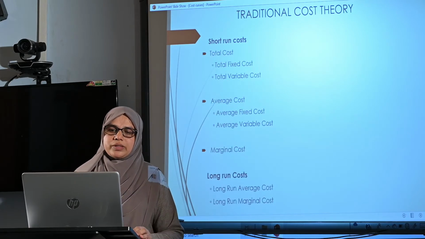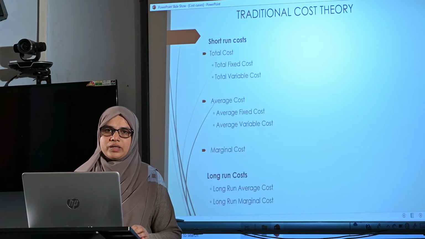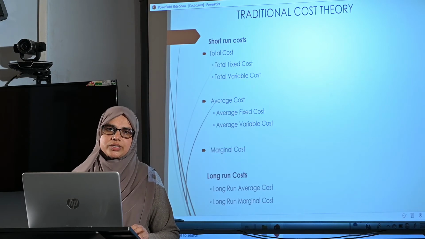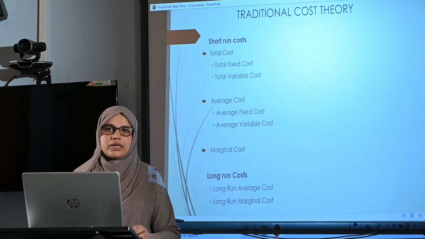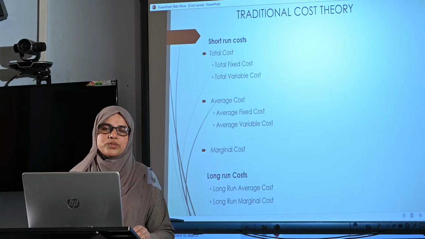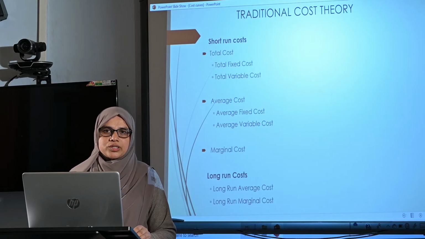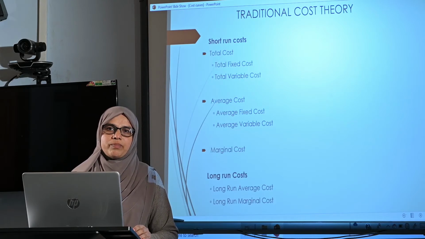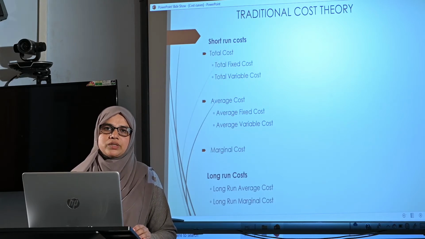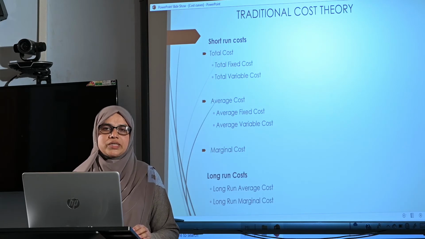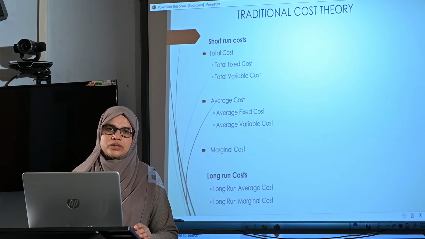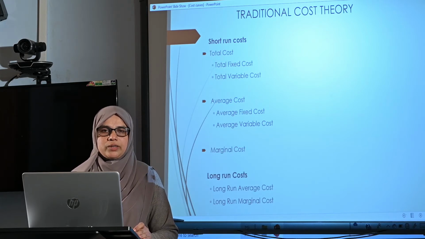Now let us move to traditional cost theory. Traditional cost theory distinguishes cost into short run cost and long run cost. In the short run, there are fixed inputs as well as variable inputs. In the short run, output can be increased or decreased by changing variable inputs. The firm cannot change fixed inputs. Accordingly, there are fixed cost and variable cost in the short run.